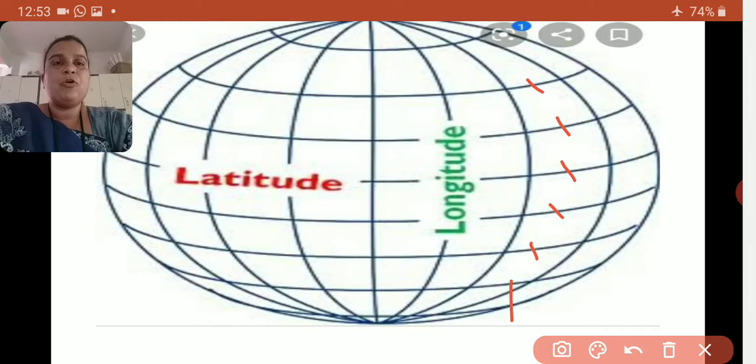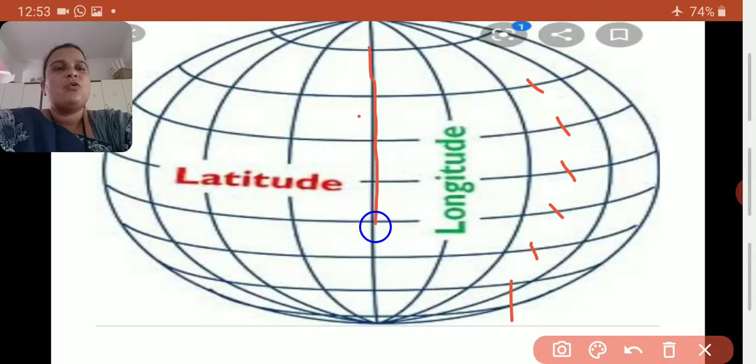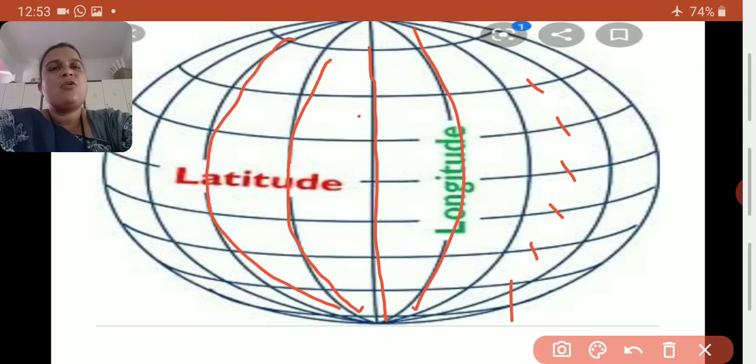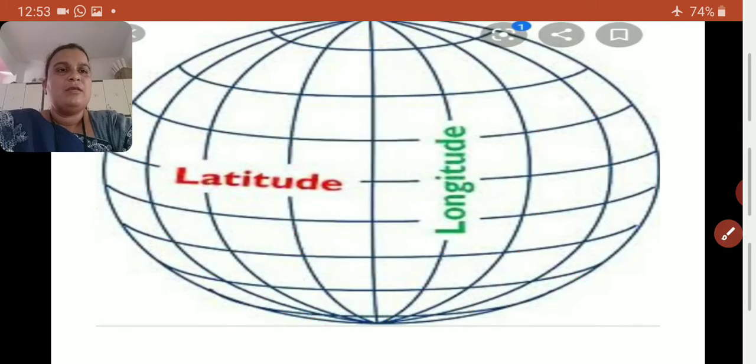on the globe for our consideration, to help us study well, to show location, to locate the places. For that reason these imaginary lines are shown on the globe. The vertical lines on the planet Earth are called longitudinal lines, and the horizontal lines are latitudes.